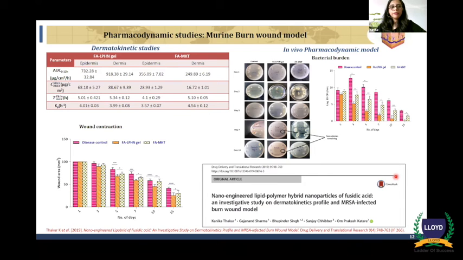So before the murine burn wound model, I would also like to put some light on dermatokinetic studies. So basically, this is a prototype which was developed in our lab. And in this, we separate the epidermis as well as the dermis after the ex vivo permeation studies in order to quantify how much of the drug is present in each layer. And it's an approach which is used to further determine the AUC as well as the C skin max as well as the T skin max to find out whether there are any changes occurring in the bioavailability as compared to that of the marketed formulation.